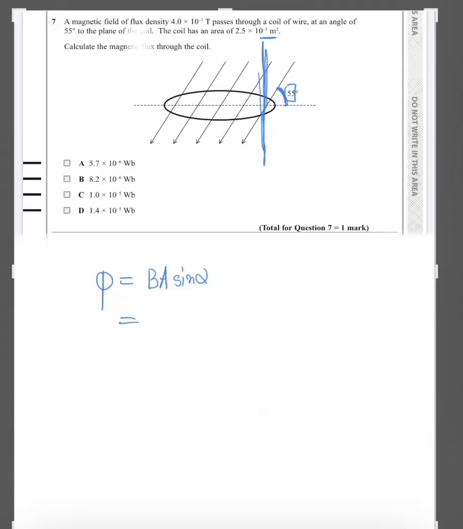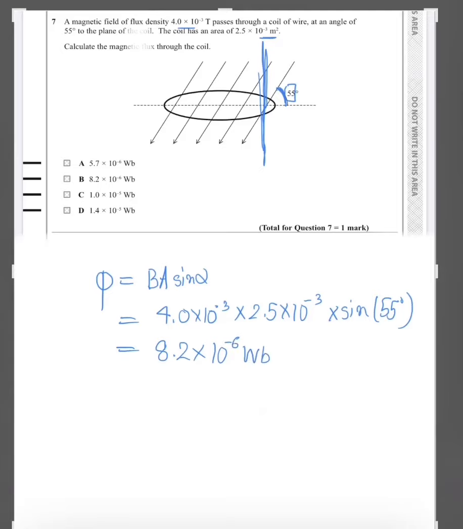So we have magnetic flux density, which is 4.0 × 10^-3, times 2.5 × 10^-3 meter squared, which is the area, times sine theta. So the value of theta is 55. So the answer of magnetic flux is 8.2 × 10^-6 Weber. So the answer is B.